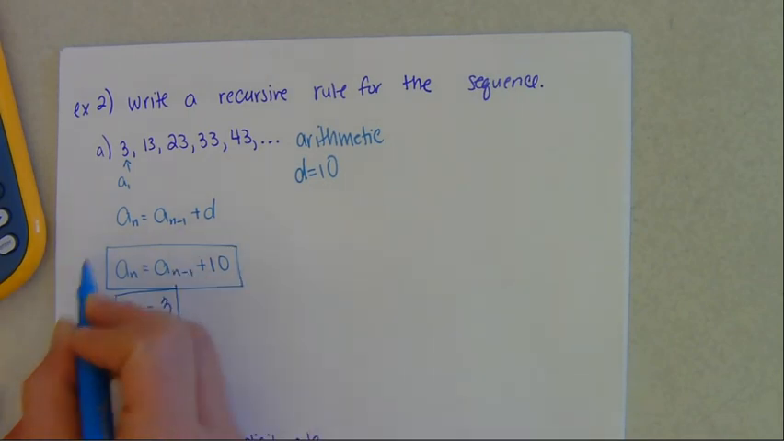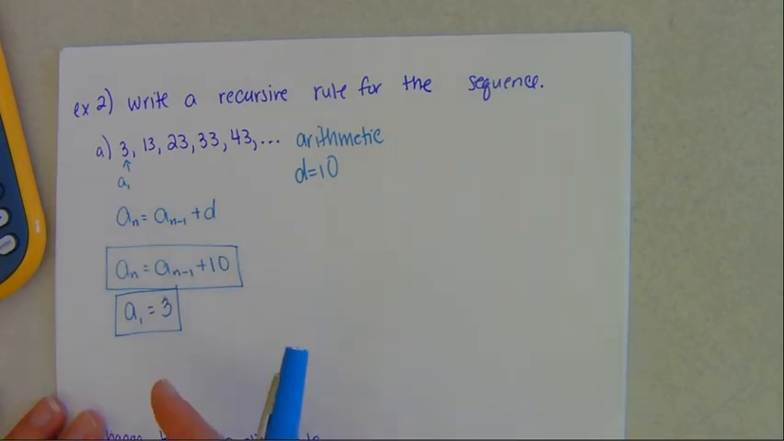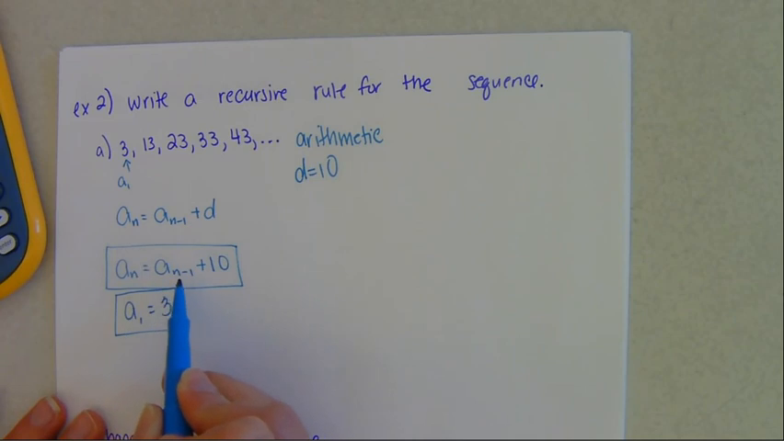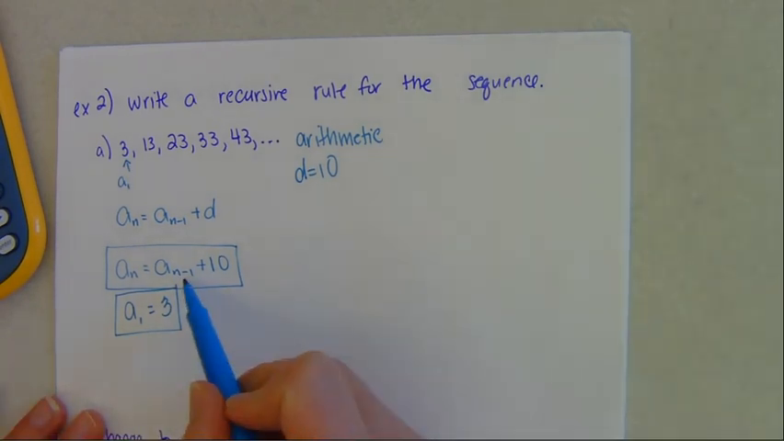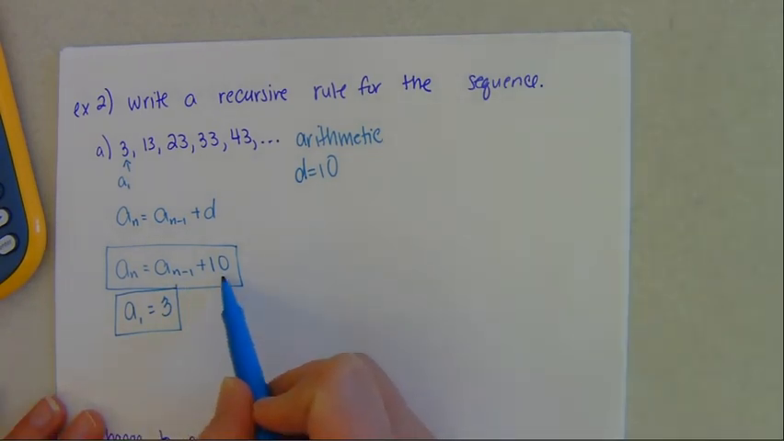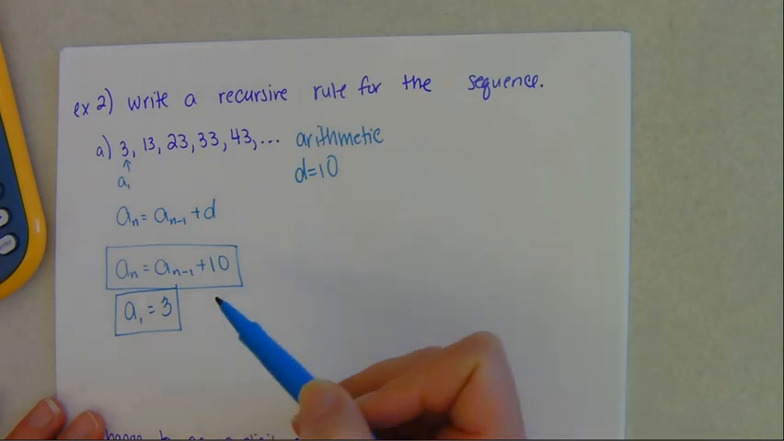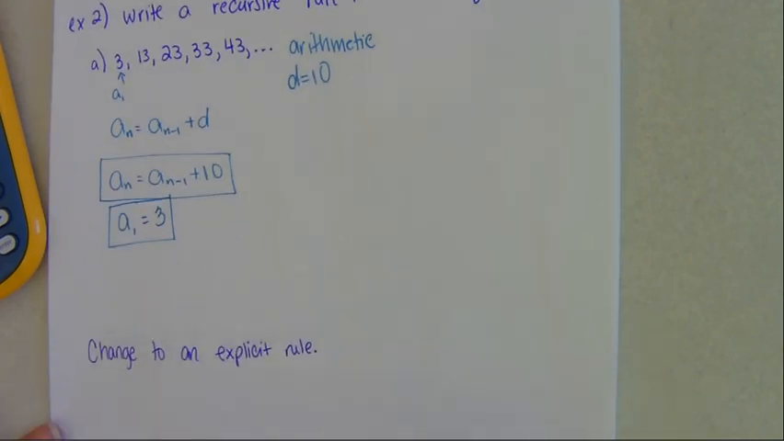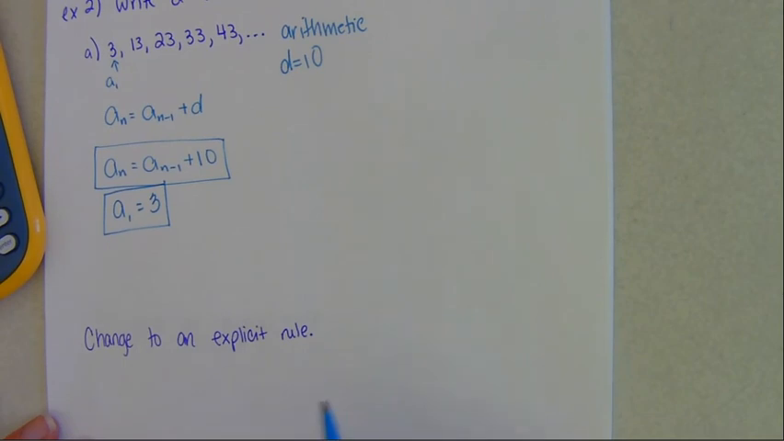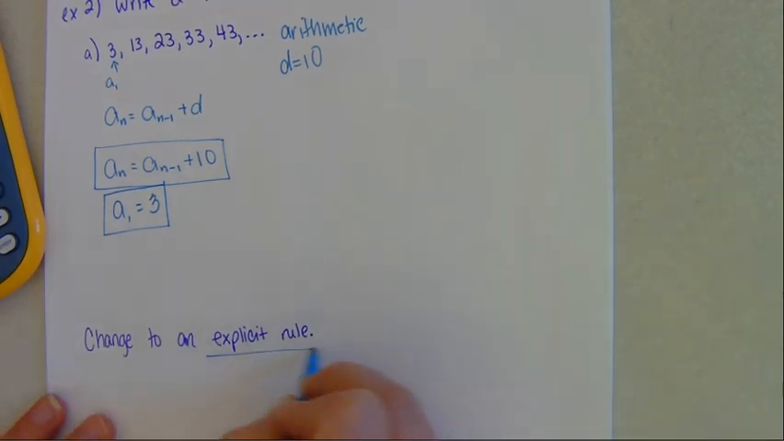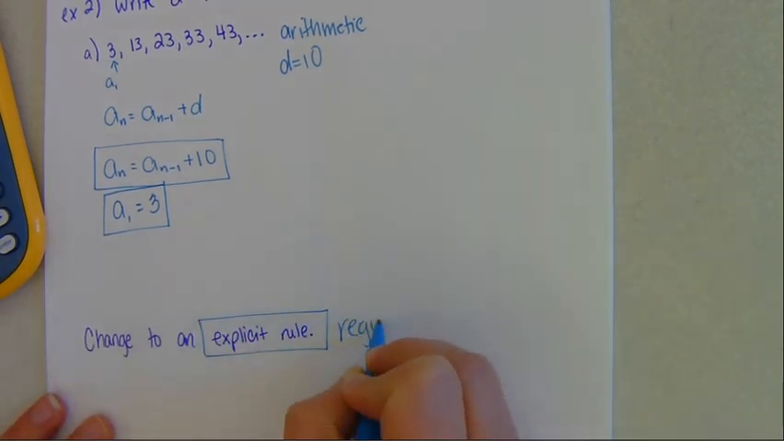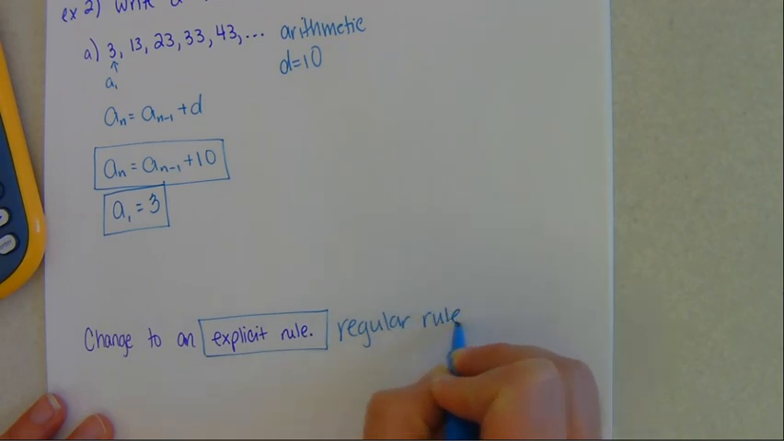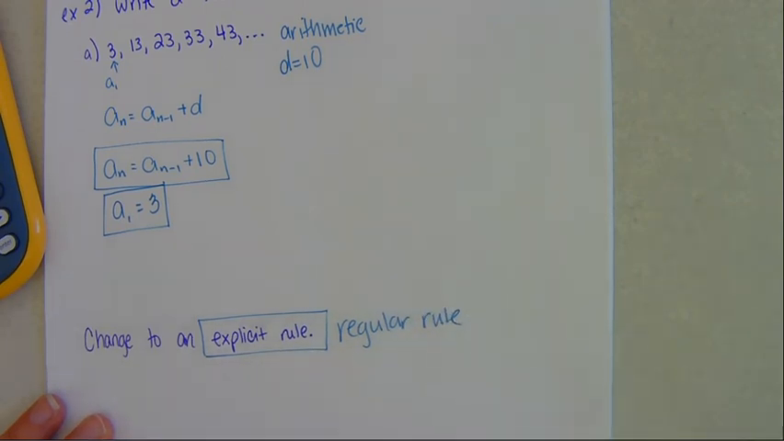All right, so this is a recursive rule. This is a recursive rule because the rule right here depends on the previous term. So yeah, I could ask you for the 75th term, but you'd have to find the 74th term before you could add 10 to get the 75th. So that's where we do the explicit rule. So the explicit rule is just the regular rule, okay? The regular rule that you're used to. The regular rule. So because this is arithmetic, we can write a regular rule.